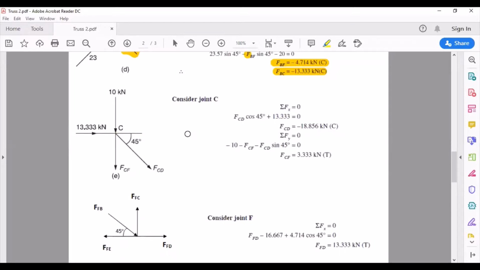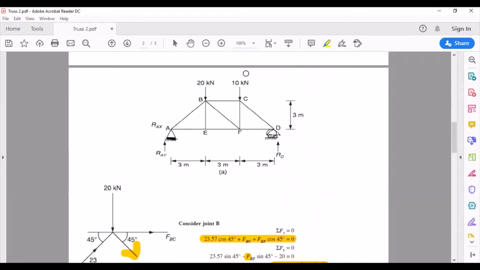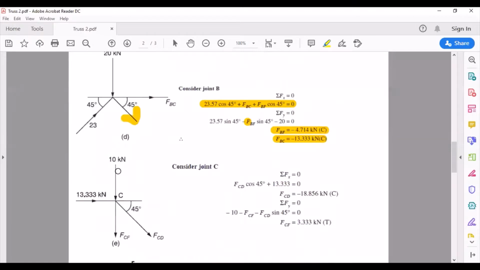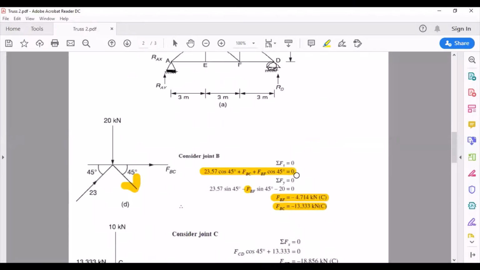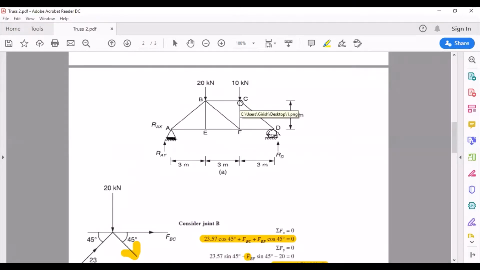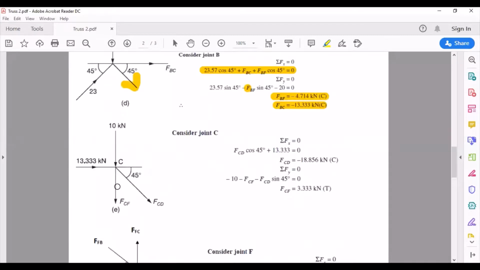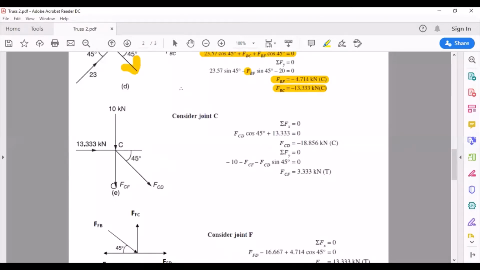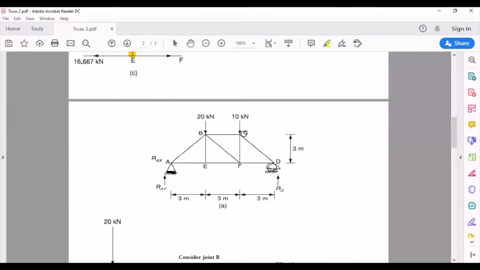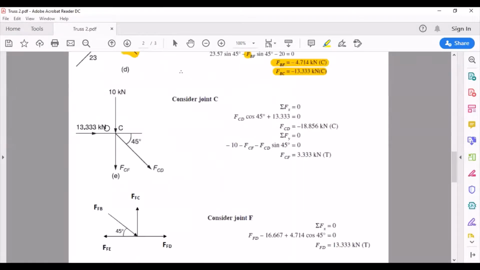Next, you have 10 kilonewton, which is initially acting on joint C. You have shown 10 kilonewton acting at joint C. Next, you have CF, which is downwards. It is assumed to be acting outwards. Why am I assuming? Because I don't know the member force. Next, you have CD. CD also, I am assuming it to act outwards. So these two are assumptions. Now I'll solve for the unknowns.